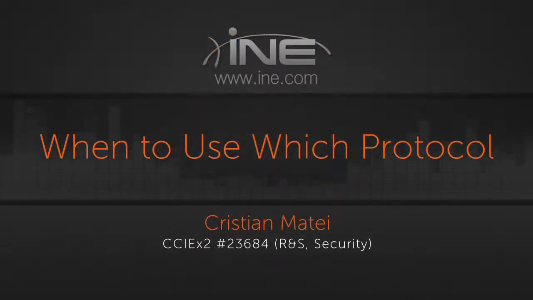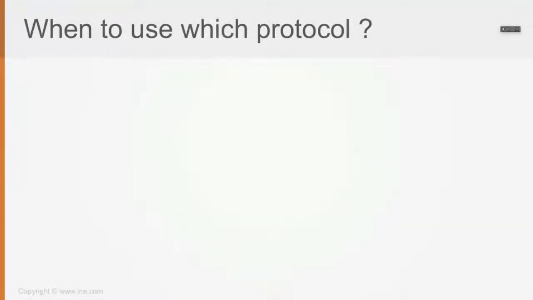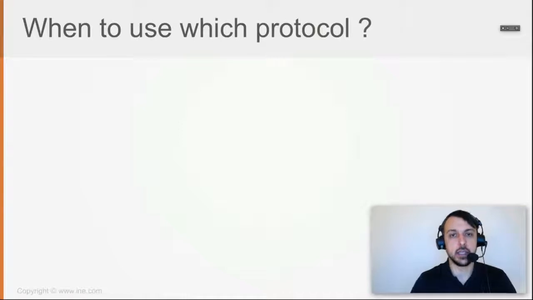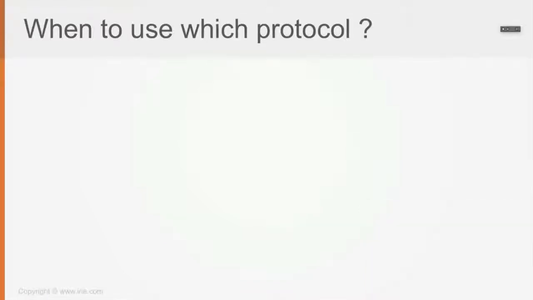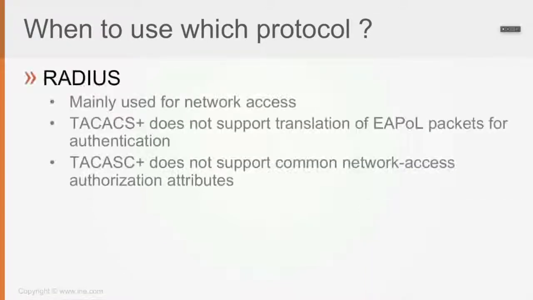So there we go, this is the next slide: when to use which protocol. We have stated that within the AAA model, we have two use cases, either device administration or network access. So when should you use which protocol and why? Now in general, we're going to be using RADIUS for network access.